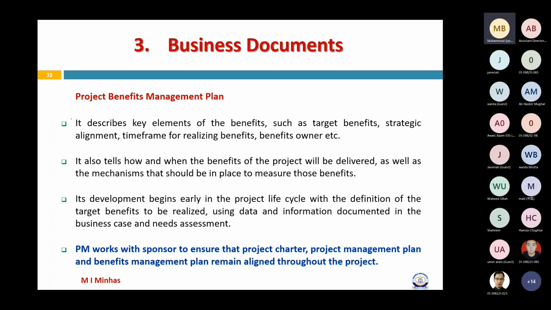The benefit management plan tells you what benefits are expected from this project, and at what point in time. Let's say after one year we are expecting this, after the second year this, and by the third year, let's say, polio would be almost eliminated. So these are the expected benefits at a particular time, and how those benefits would be materialized. This is all written in the benefit management plan. Is it clear? Combined together, both of these documents are known as business documents.